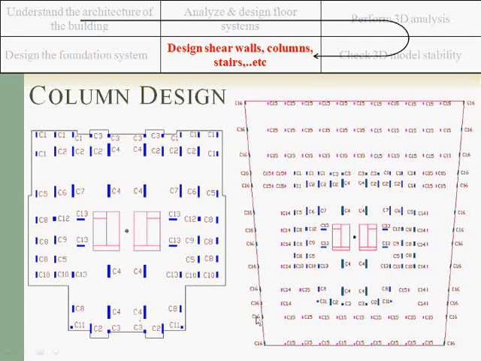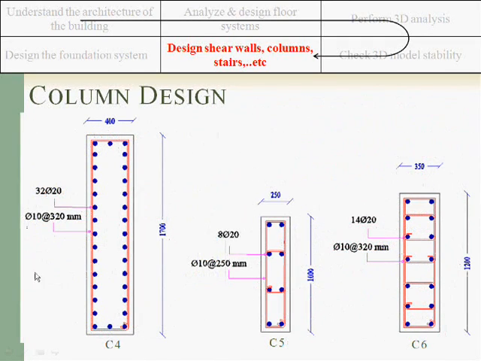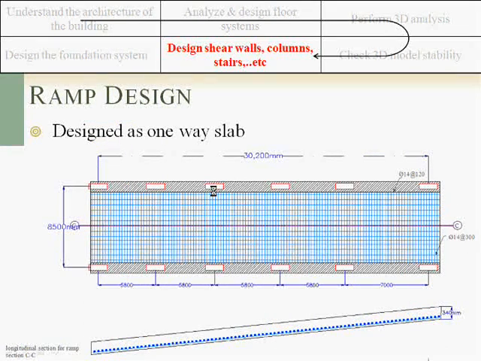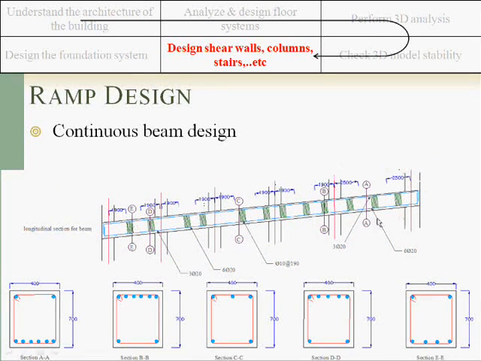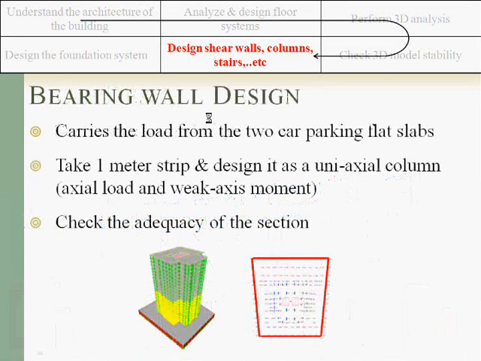This is the column types, and this is a sample detailing of some of the columns. The ramp was designed in a very simple way, using a one-way slab system. We have distributed the load of the ramp to the beams that are supported on the columns, as was shown previously. This is the detail of the beam, which is the continuous beam holding this ramp.